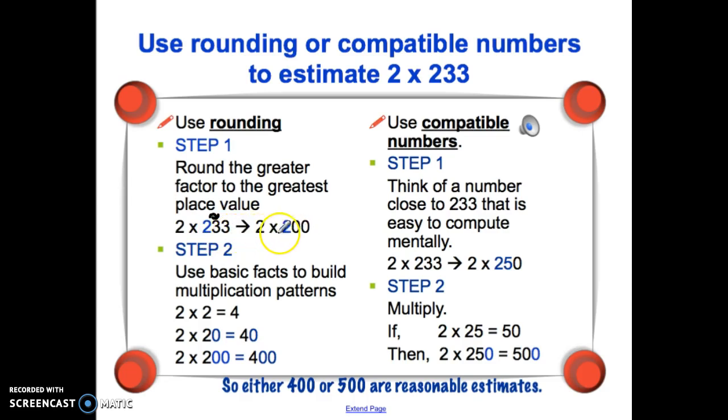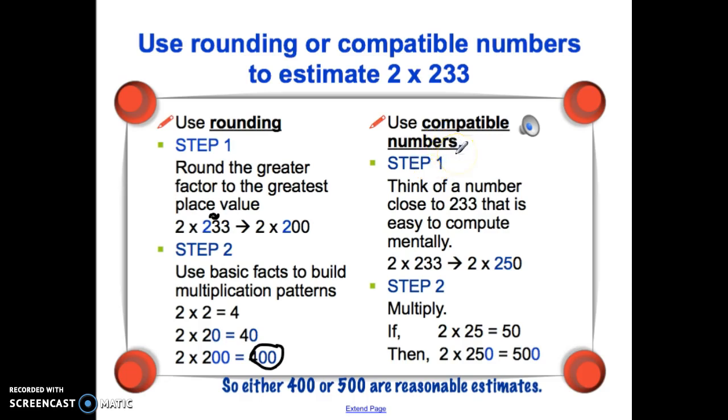So we're going to do 2 times 200. Now, if this was 5 or above, then we would round this up and we would have made it 300. But since it's below 5, we're going to just leave it as a 200. So we're going to do 2 times 200. Then we go ahead and solve that, and we're getting really good at doing that. We take our 2 times 2, which we know is 4, and then we're going to add on how many zeros? 2. So our answer here, our rounding would have been 400.